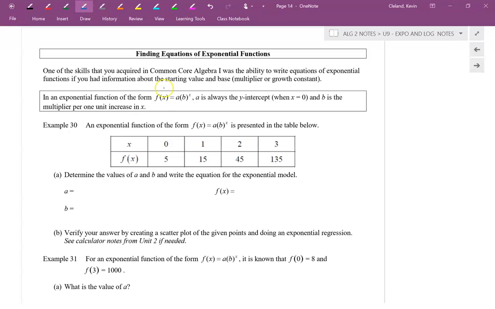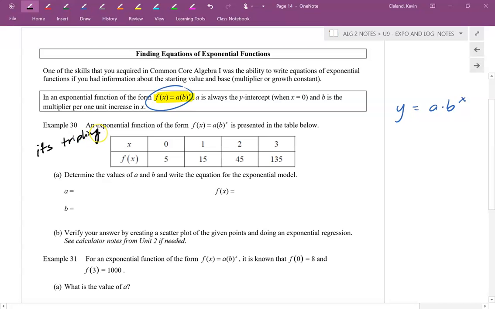Here's the general form of any exponential function. So we have an output equals a times b to the x. So it's really as simple as this. Analyze what's happening and figure out what the growth rate is.